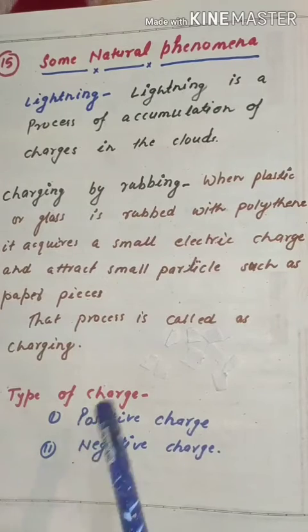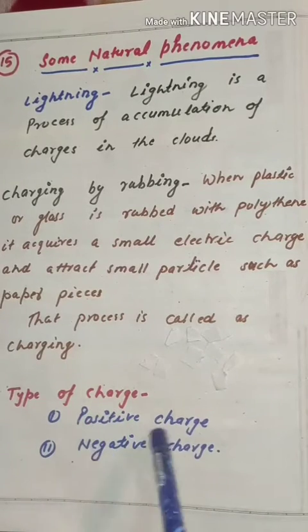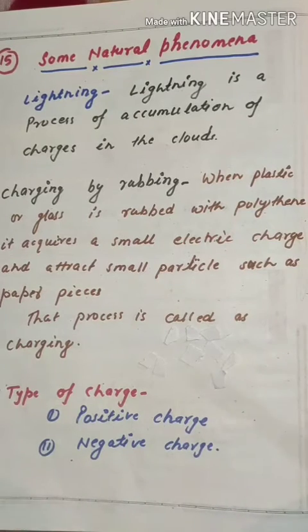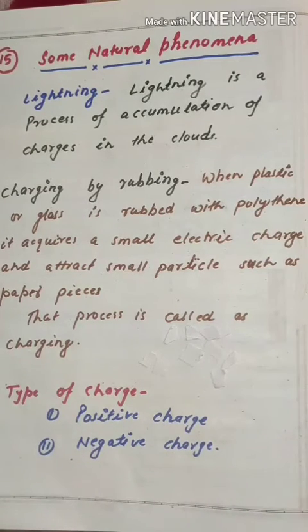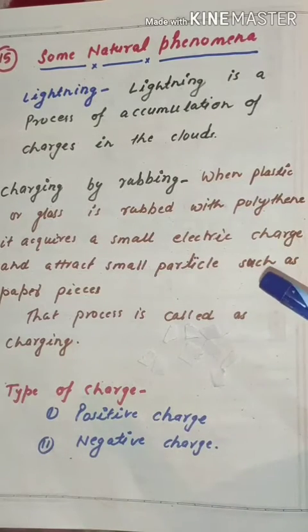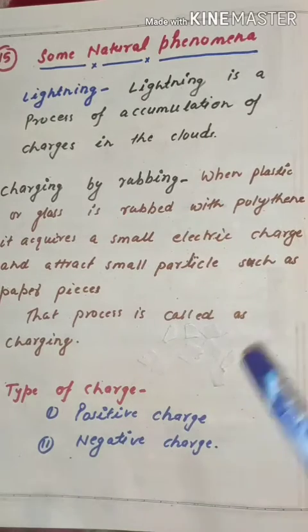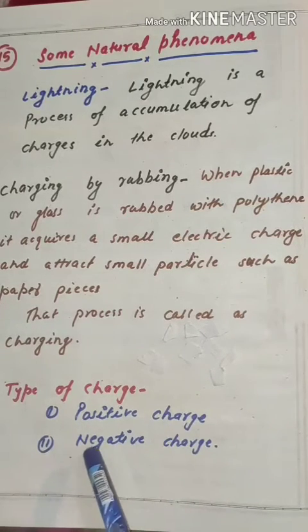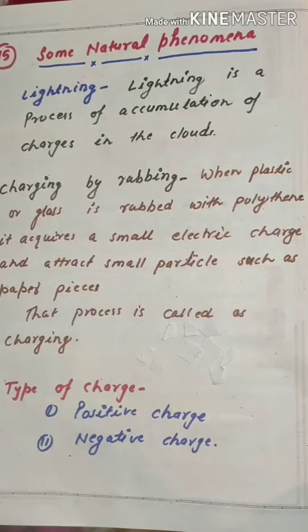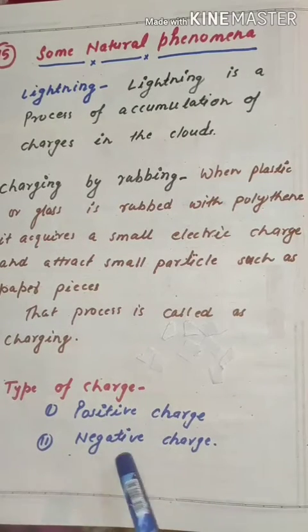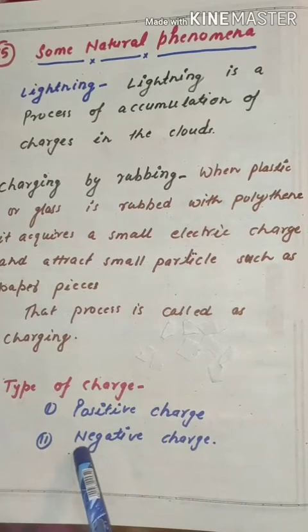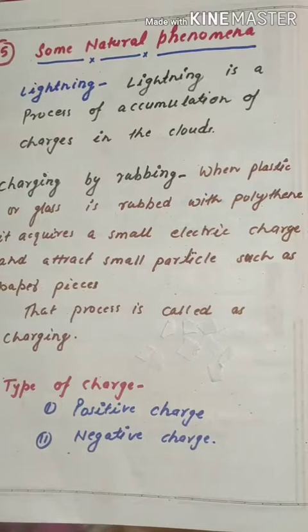Types of charge. Charge can be of two types, that is positive charge and negative charge. It is a sign convention that when we rub a glass rod on silk, the charge acquired by the glass rod is called positive charge, and if we rub it on any other material, it will get a negative charge. So student, charge is of two types. First one is positive charge and second one is negative charge.